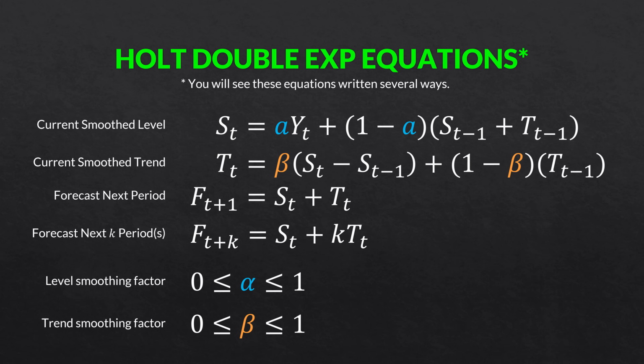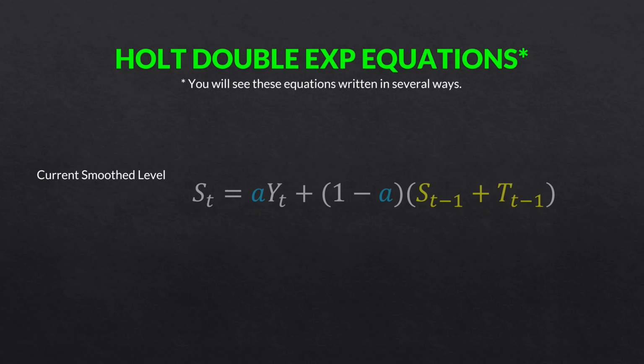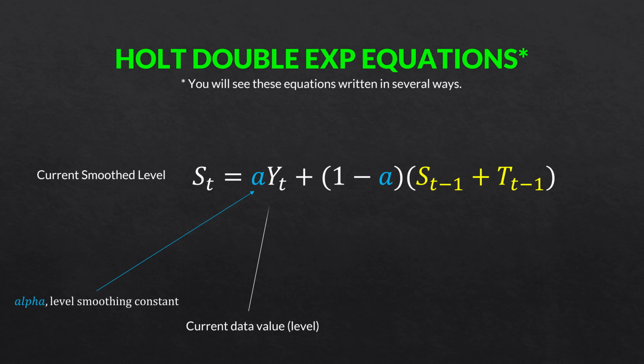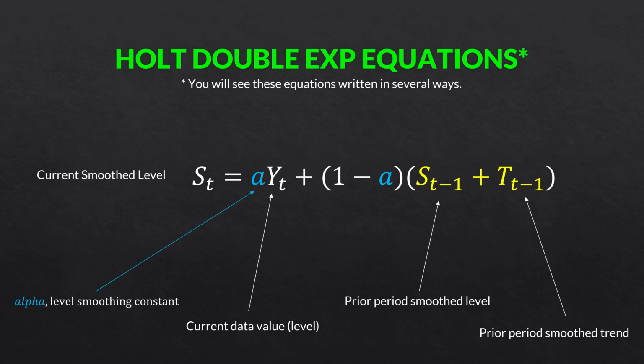All we're doing there is extending the last trend out into the future k number of periods. Now let's break all of this apart. So here's the current smooth level. What we have is alpha, the level smoothing constant between 0 and 1, times the current data value of the time series, which is the current level. Then we add to that 1 minus alpha times the prior period smooth level plus the prior period smoothed trend.